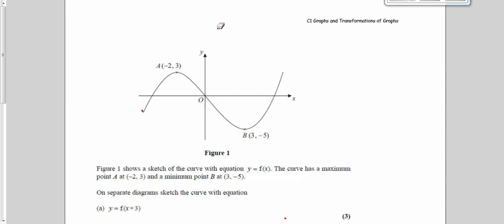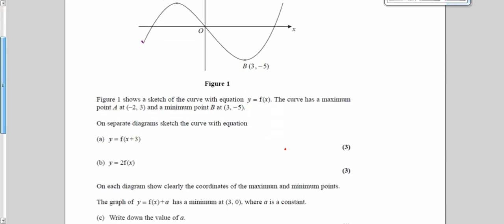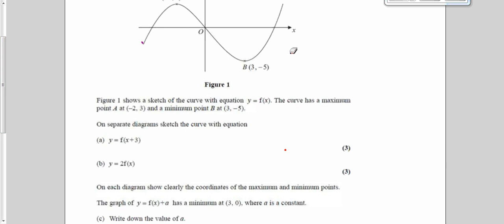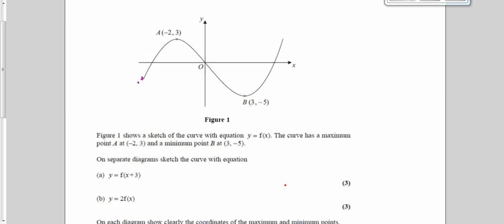Core 1, Graphs and Transformations of Graphs, Past Paper Question, May 2010, Question 6. So here we're given a graph, and we don't know what f of x actually is, but we know that this is the graph of y equals f of x. And we're given 2 points on the graph.